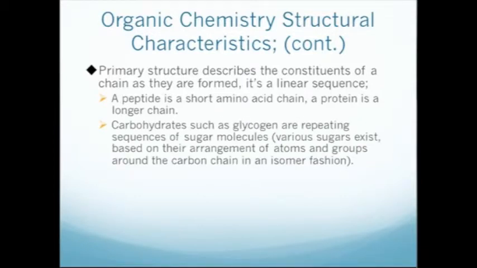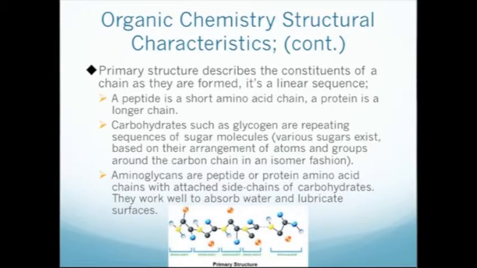Carbohydrates, such as glycogen, are repeating sequences of sugar molecules. There are a variety of different sugars that exist, and they're all described based on their arrangement of atoms into groups around the carbon chain in an isomer fashion. Again, isomer, think of the diagram earlier that had the two hands, and that gives you an idea of what those molecules will be like.